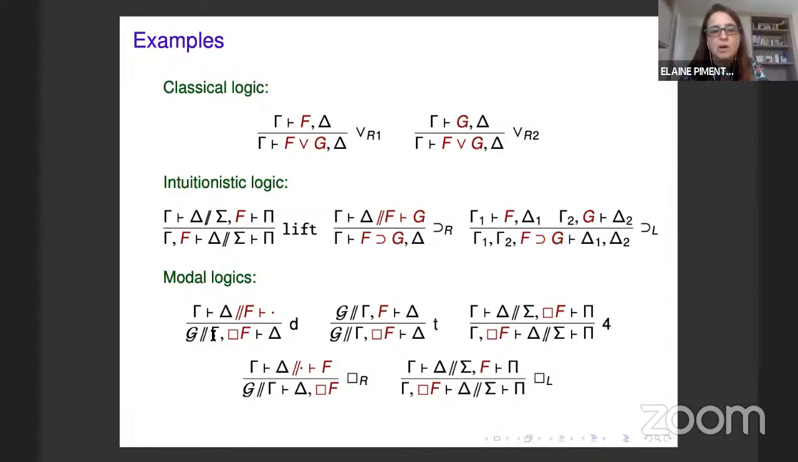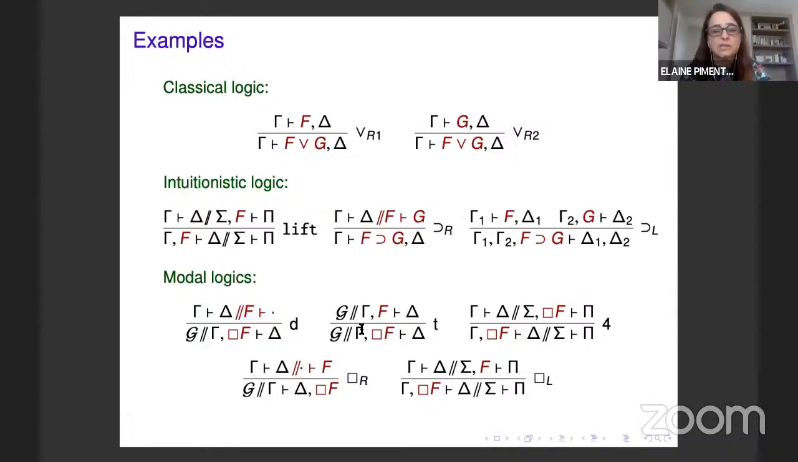Modal logics, we already saw this one. We saw that box right creates another component and puts the formula there, while box left just moves the formula without the box to upgrade or lift to another component. But now we are going to have also D. D is seriality, so box implies diamond. D is the star, the one that's going to be promoted. So you create another component with a box on the left, and then you put the formula there.